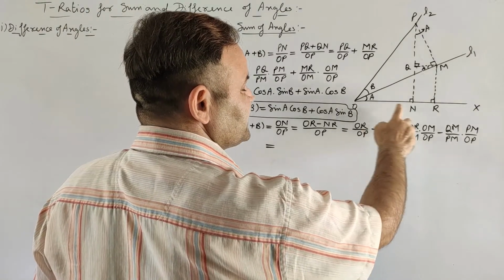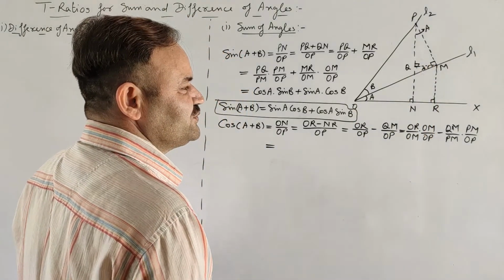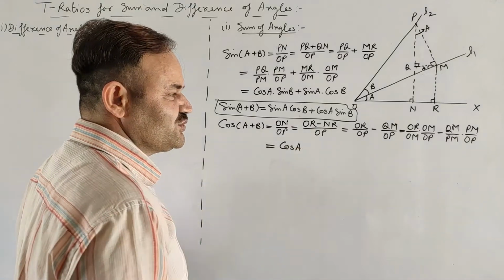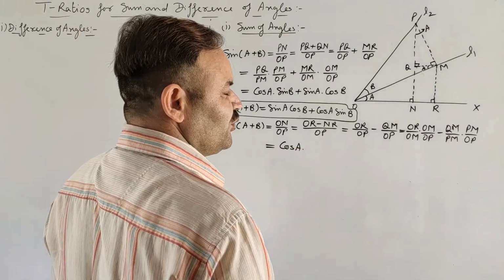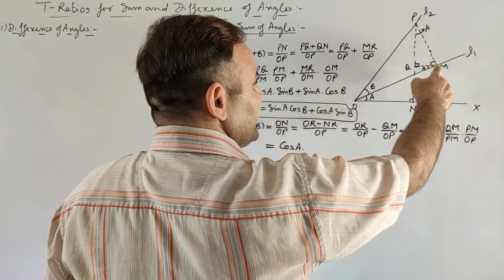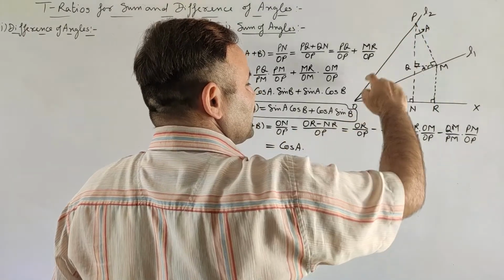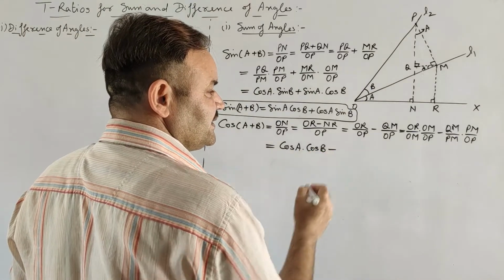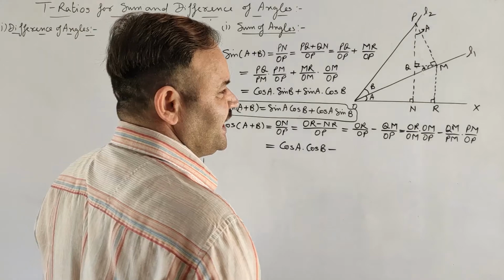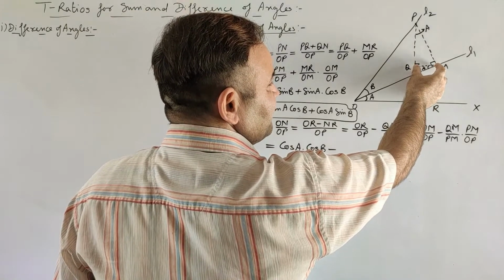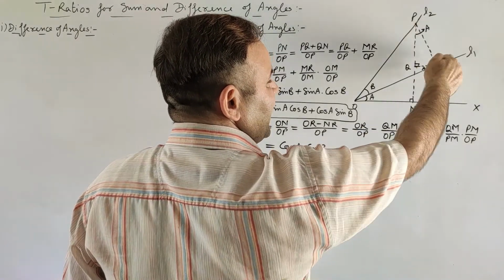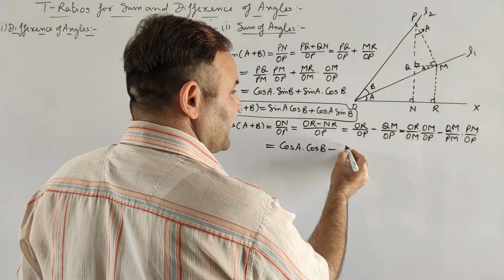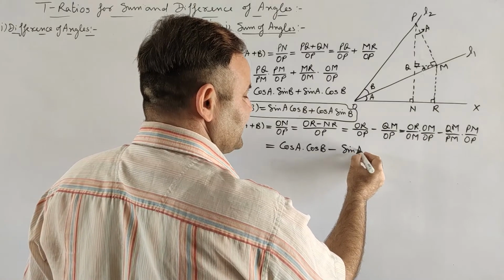OR is base, OM is hypotenuse for angle A, and base upon hypotenuse means cos. So it is cos A into OM upon OP. OM base, OP hypotenuse for angle B. So it will be cos B minus QM upon PM. QM perpendicular and PM hypotenuse for angle A in triangle PQM. So from triangle PQM it will be sin A.